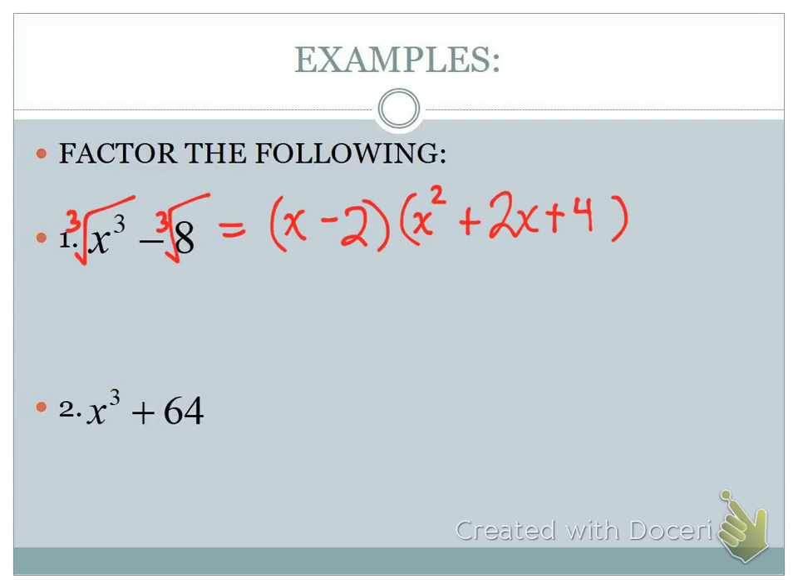On number 2. This time, do we have a sum or a difference? A sum. We got a plus sign. So let's fill in our signs first, and then we'll go back and fill in the terms. Plus, minus, plus. Good. For a sum, we have plus, minus, plus.